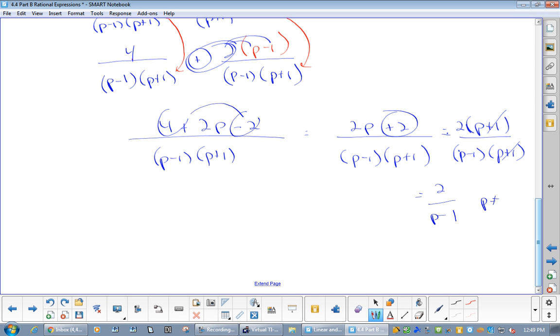P can't equal 1, plus or minus 1, because a negative 1 is bad there. Okay. Any questions about this one?